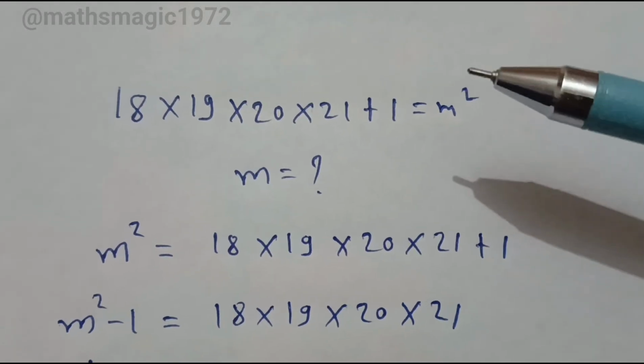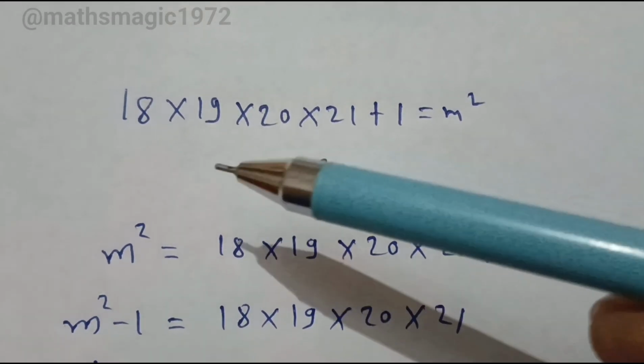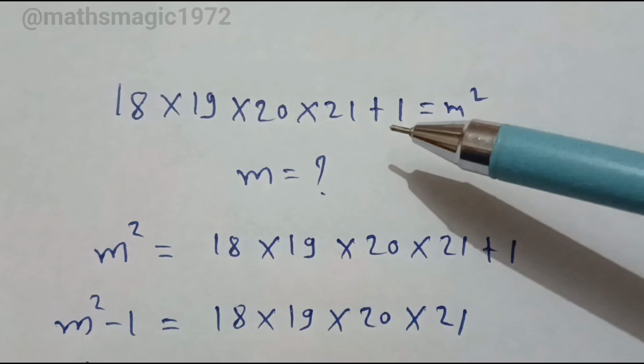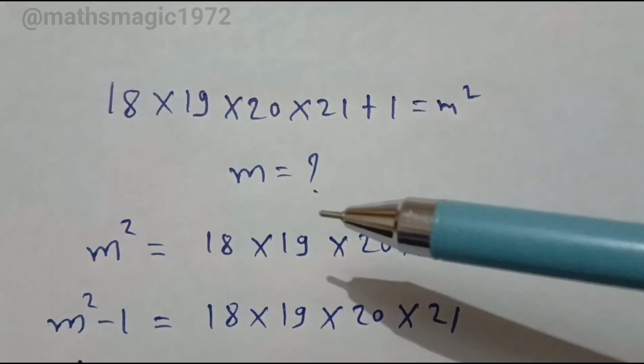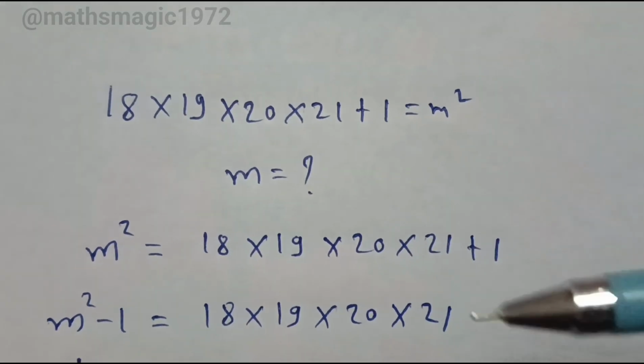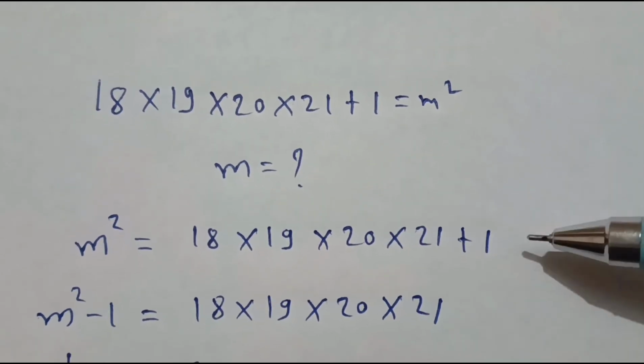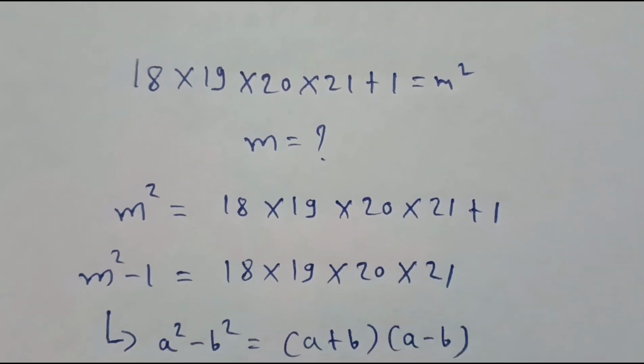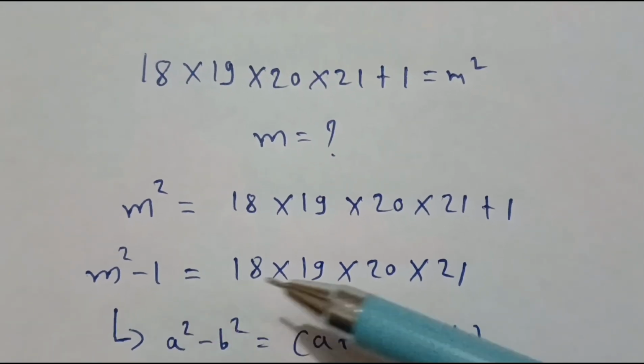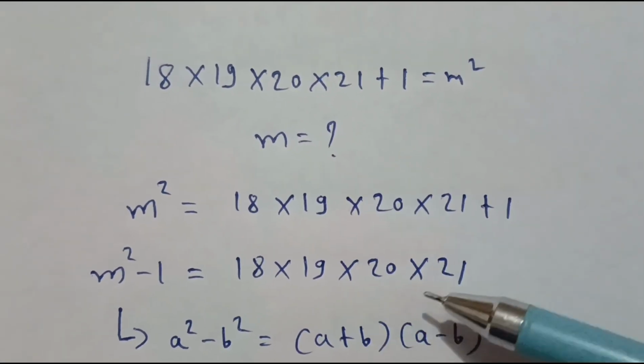Hey everyone, to solve this problem: 18 times 19 times 20 times 21 plus 1 is equal to m square. You have to find the value of m. Here, m square is equal to 18 times 19 times 20 times 21 plus 1. You have to shift plus 1 to the left hand side, it becomes minus 1. This number remains as it is.